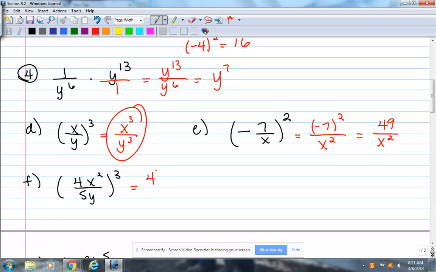4 to what power? No, it's an exponent of 1 right now. Okay. And then x to the 6 over 5 to the 3rd and y to the 3rd. And my variables are different bases, so the only thing I can do to further simplify is to evaluate my numbers. So what is 4 to the 3rd power?